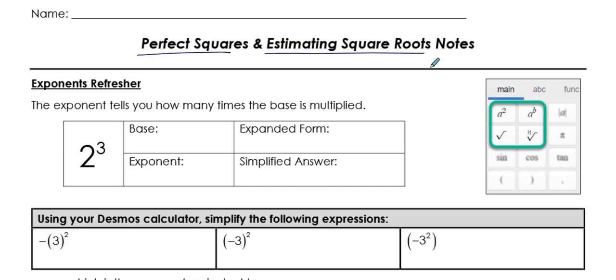and estimating square roots. So first off, we need to talk about what it means to square something and what it means to square root something. And that is all related to exponents. An exponent tells you how many times to multiply a base by itself.